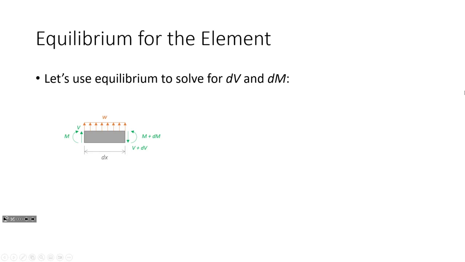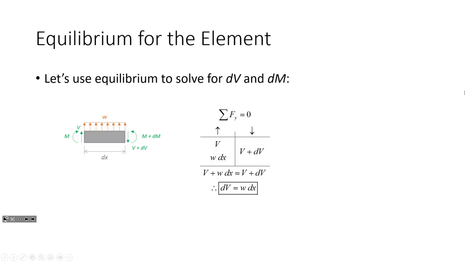Okay, so let's start off with the sum of the forces in the y direction. So what do we got? Okay, we got V going up, we got V plus dV going down. And what about this? It's not w going up, it's w over the length of that element. So w dx going up, right? Does that make sense?